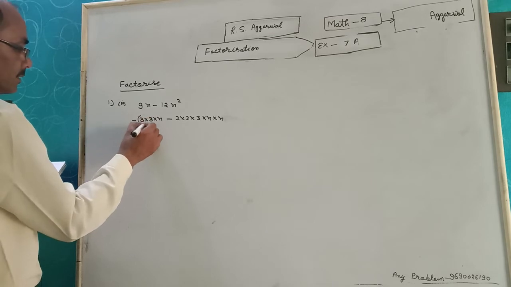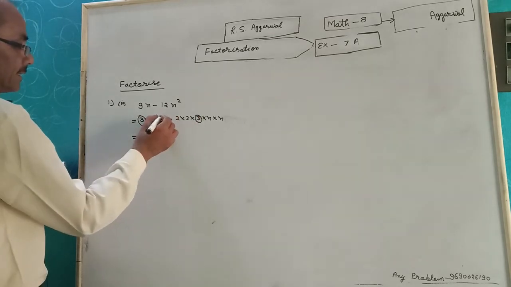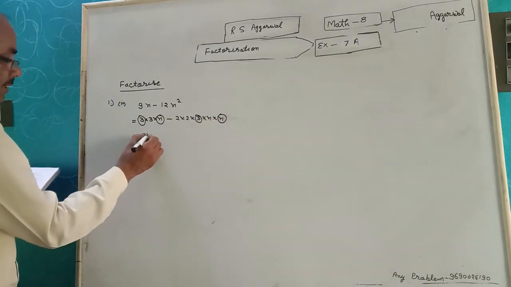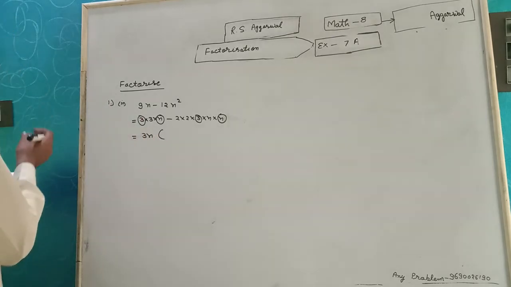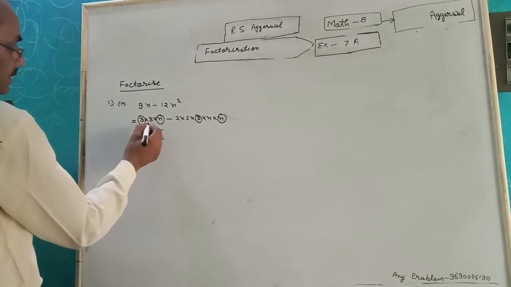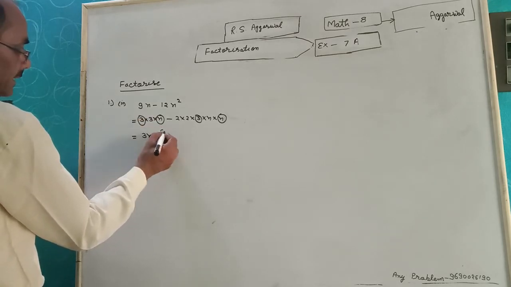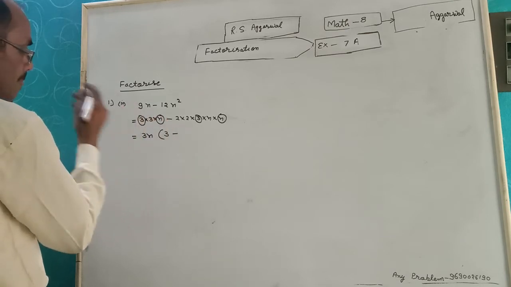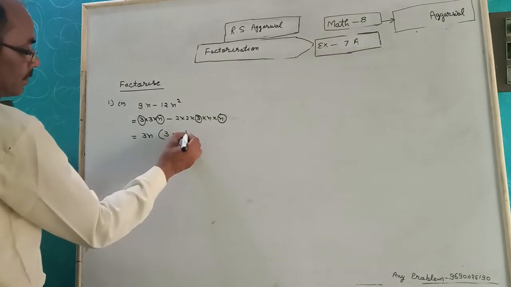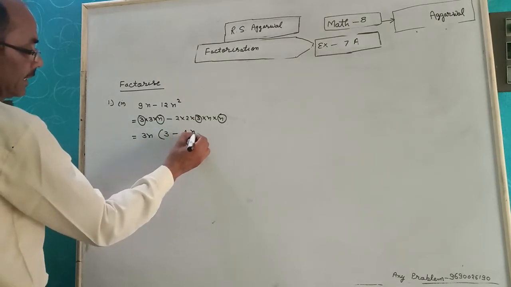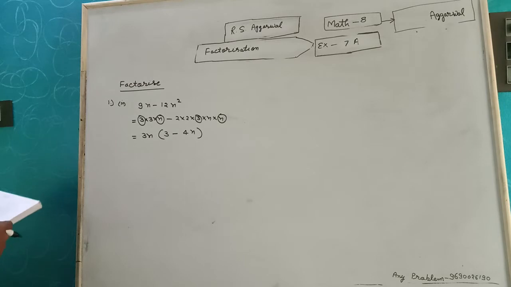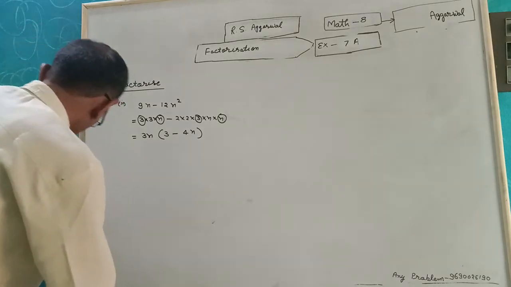Look at the common: 3 and n. 3n will be common. After common, you take the bracket. After common remains 3, according to the sign plus and minus, 4 and n will remain after common. First rule is to factor out the common.